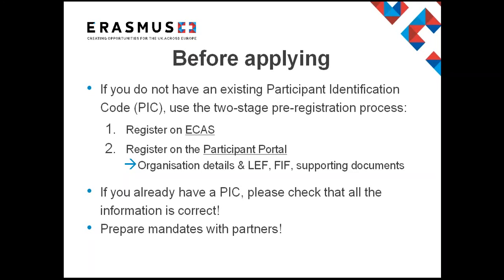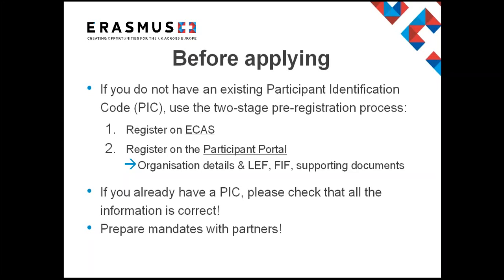You will then need to obtain a participant identification code, short PIC, to access the participant portal. The participant portal is a single entry point for the electronic administration of EU-funded projects related to Erasmus+. You will be prompted to provide information about your organization as well as upload documents relating to your organization. These documents are needed to prove the legal status and financial capacity of your organization, and it is essential that the information on these documents matches the information on the portal.